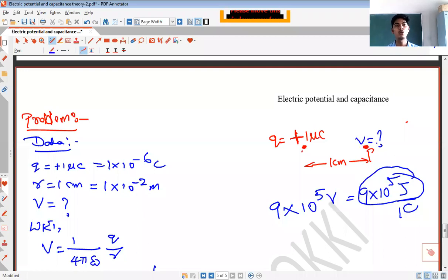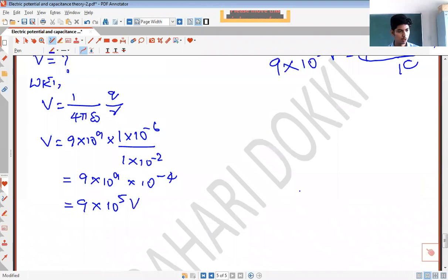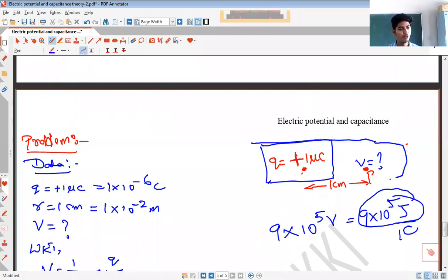You should know what 9 into 10 power 5 volt means, right? Can you calculate this? Suppose the charge is placed in a medium of, say, dielectric constant 9. Can you calculate the potential at this point now? Suppose the charge is placed in a medium of dielectric constant 9 and you have to find the potential at the same point, which is at a distance of 1 centimeter from the source charge.